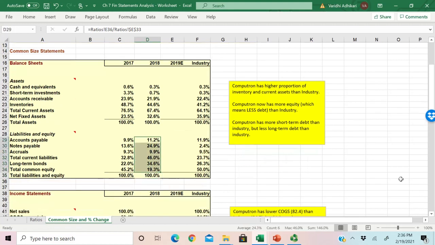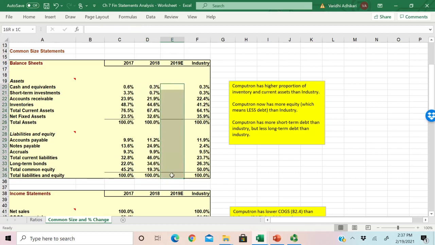Make sure the total is 100%. If you just sum the items here, you will not get 100% because some of the items are already totals. So total current liabilities here. Okay, once you have this, now you can compare.